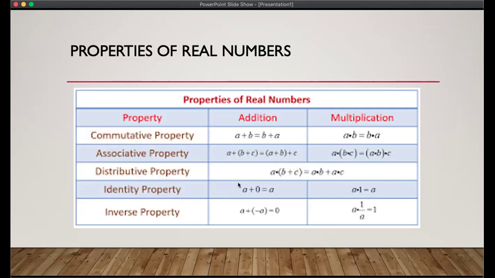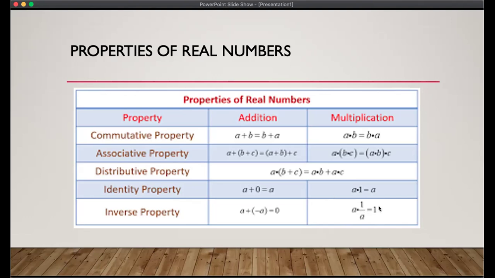Identity, right? Any number plus 0 is always going to give me that number back. For multiplication, though, it's different. If I have a number and I multiply by 1, I'm going to get that number back. Inverse is basically telling me what do I have to add in order to get 0 back? Well, that is any number plus its negative counterpart, which is always going to give me back 0. For multiplication, it's kind of different. I have to do the reciprocal, or its flipped version. Let's say I have 2, I would have to multiply by 1 over 2 in order to get 1 back.